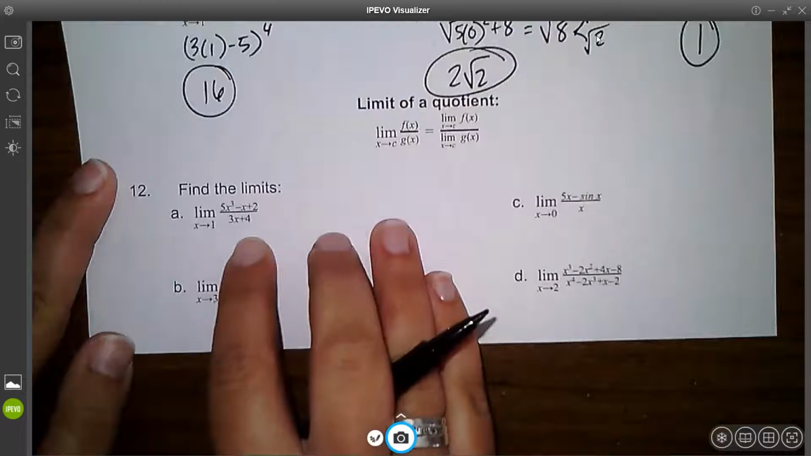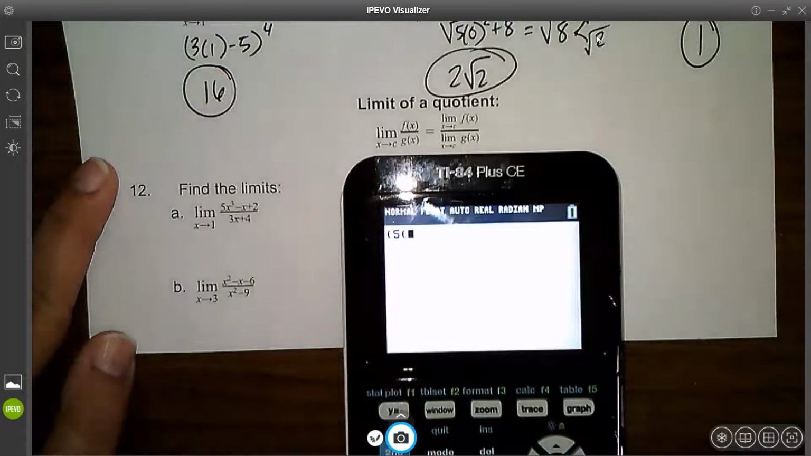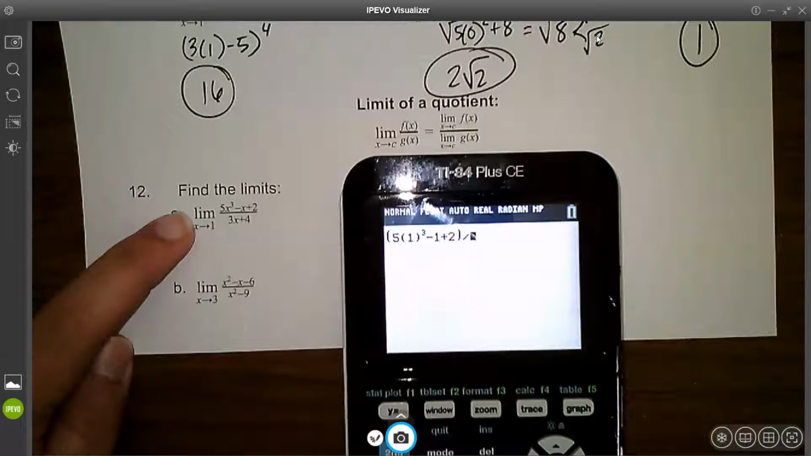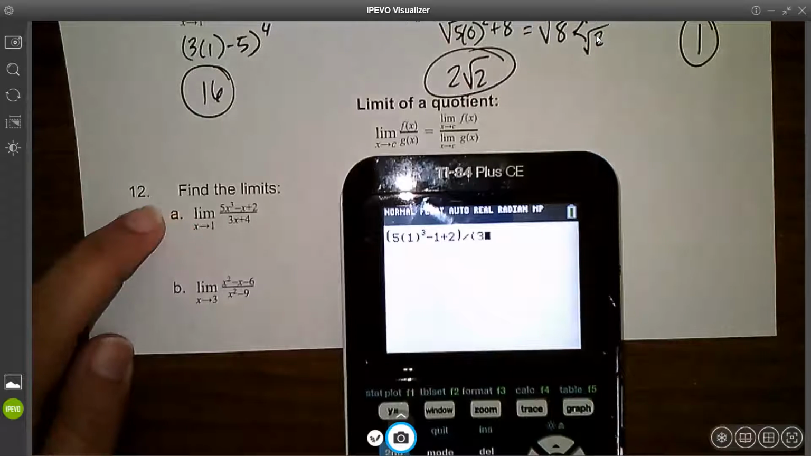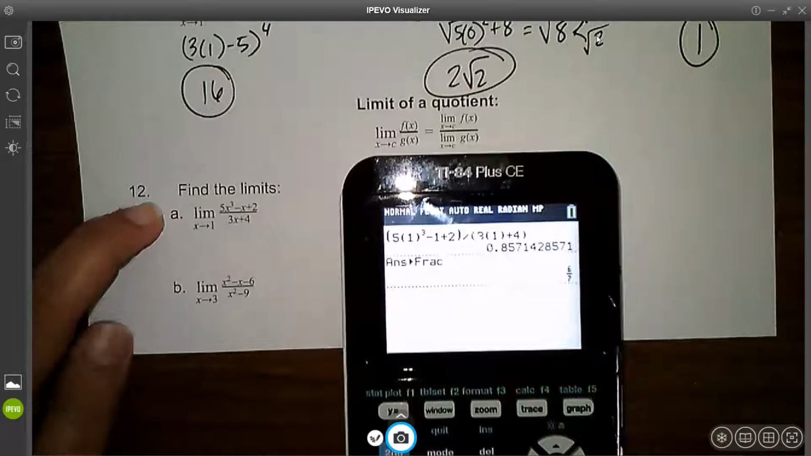This one I plug in 1. Type it in your calculator. 5 times 1 cubed minus 1 plus 2. Make sure when you type it in, you put parentheses around your numerator and your denominator. And you get, I'm going to make that a fraction, 6/7.